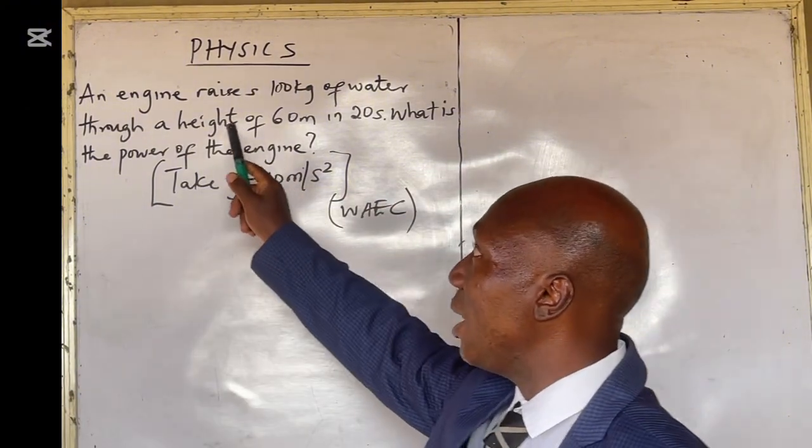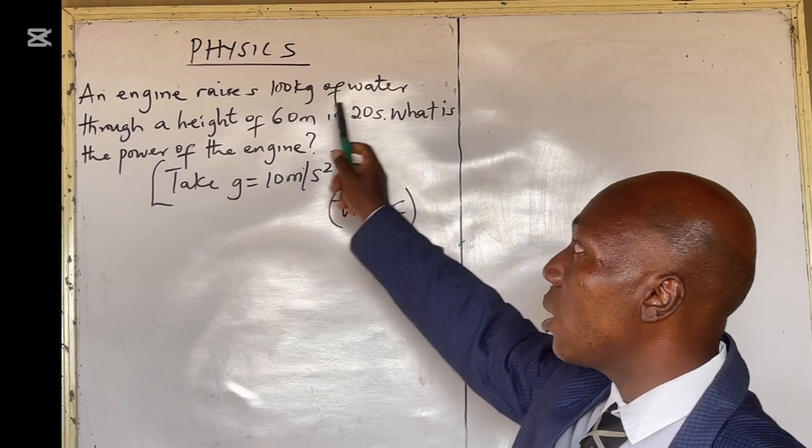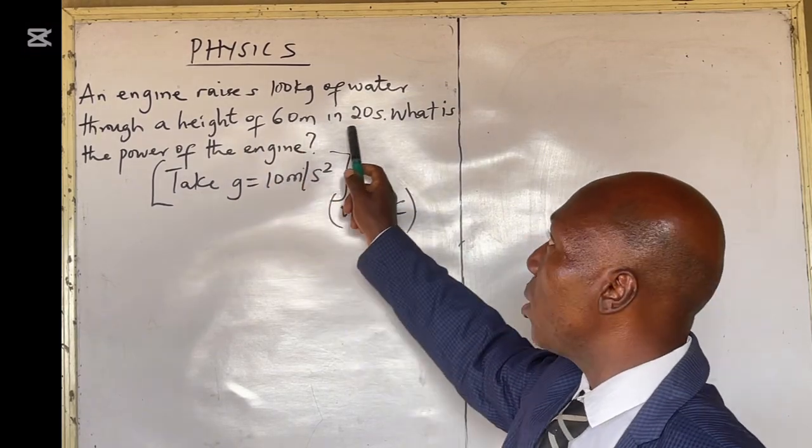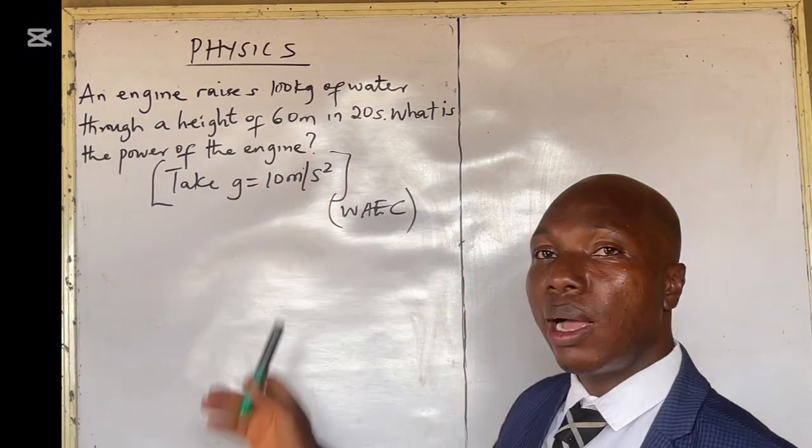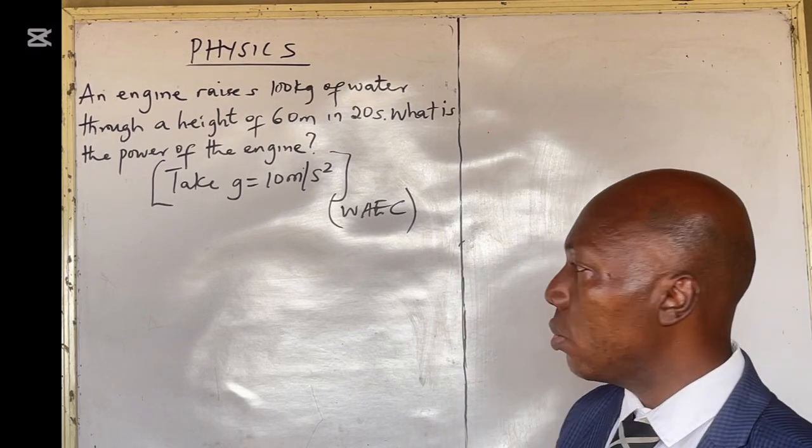An engine raises 100 kg of water through a height of 60 meters in 20 seconds. What is the power of the engine? To the solution now.